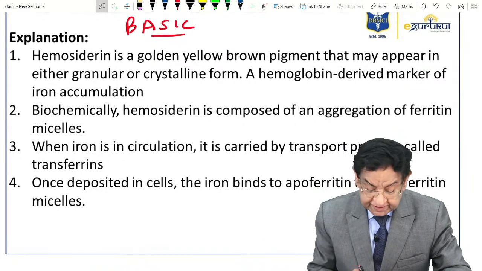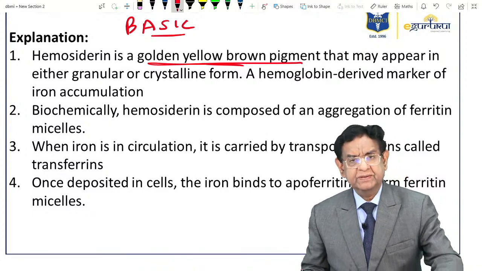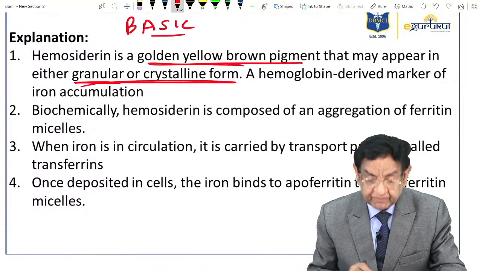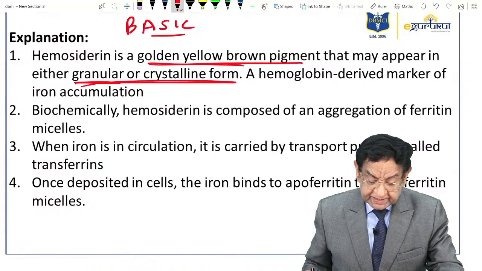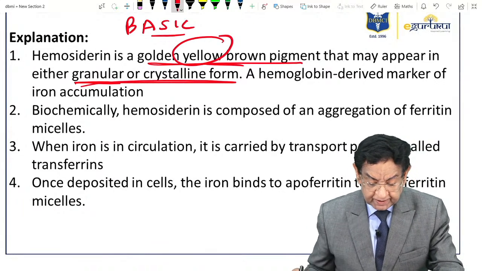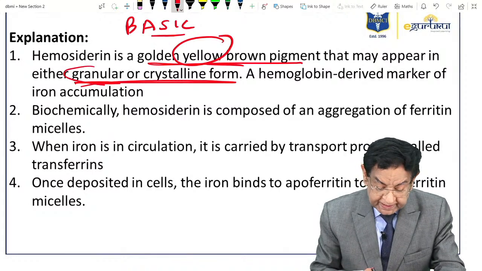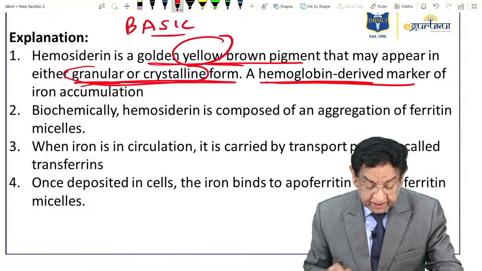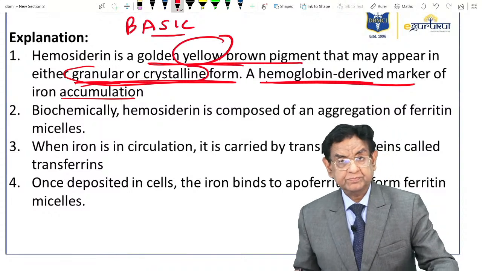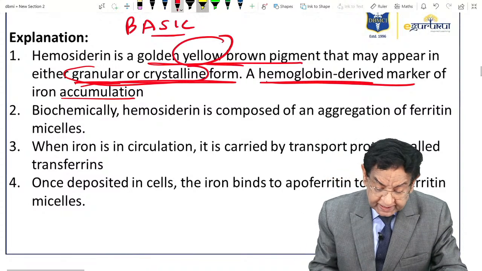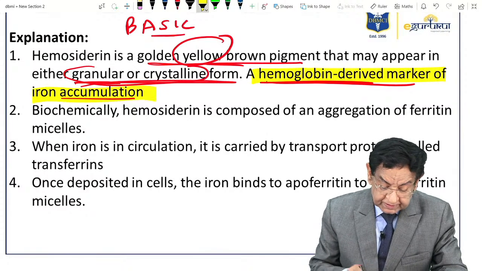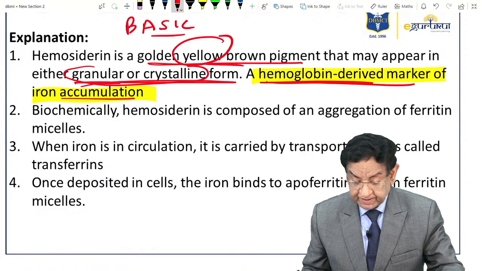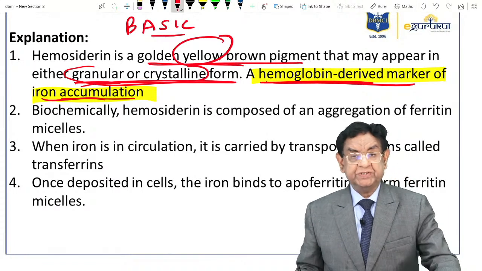Hemosiderin, which is the answer, is a golden yellow-brown pigment. It may appear either as granules or in crystalline form. So first of all, the color is somewhere around golden yellow, and the form may be granular or crystalline. It is a hemoglobin-derived marker of iron accumulation. This is the important line you got to remember. It's a golden line to remember. It is a hemoglobin-derived marker of iron accumulation.